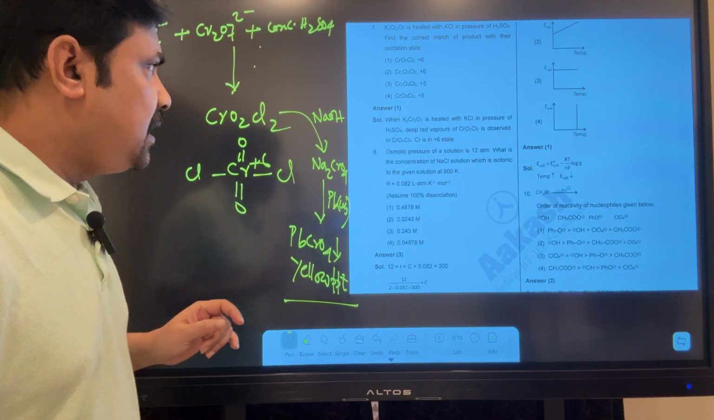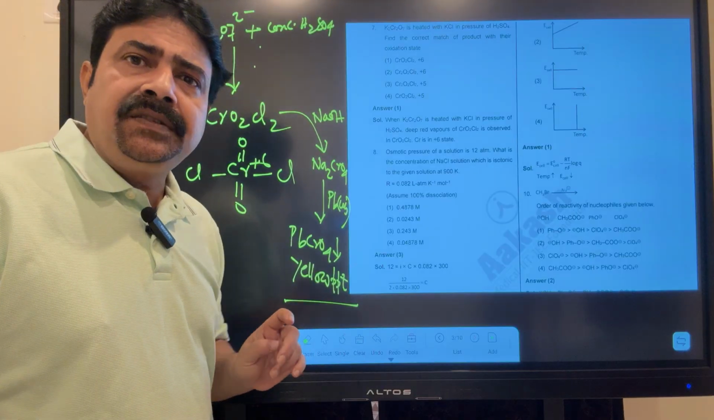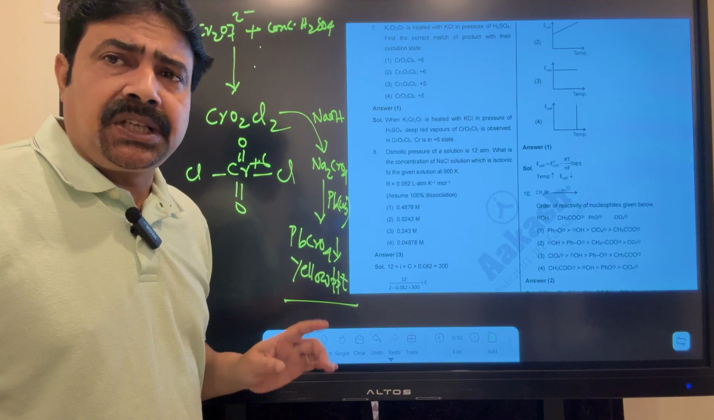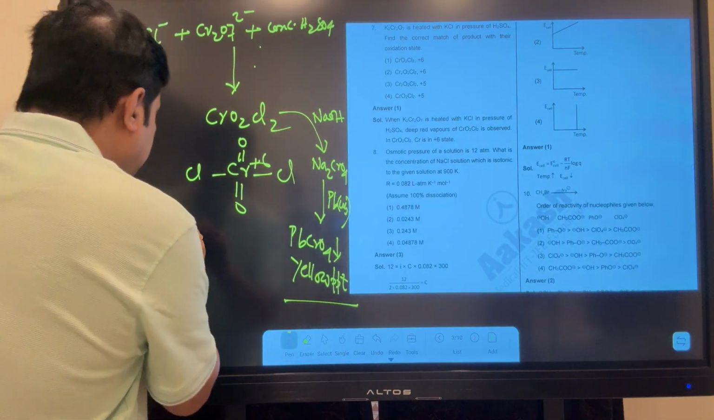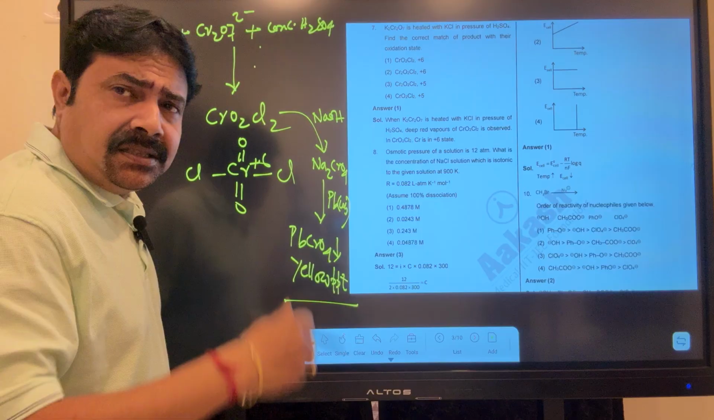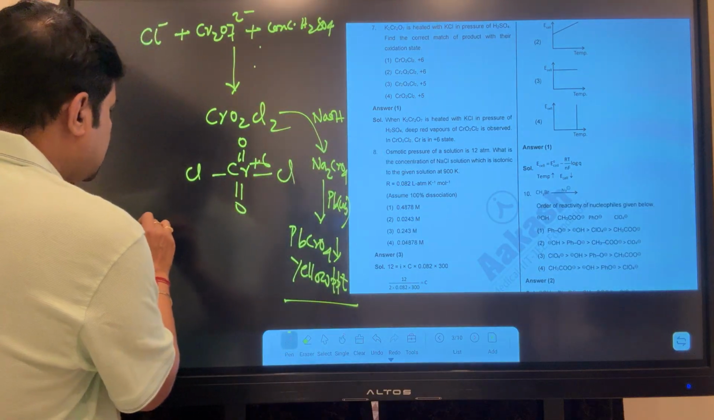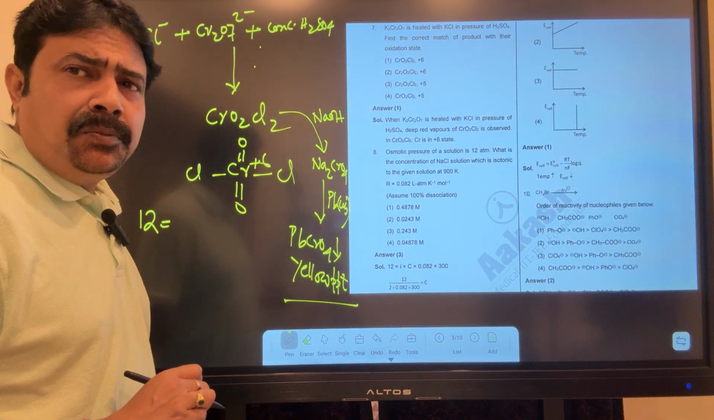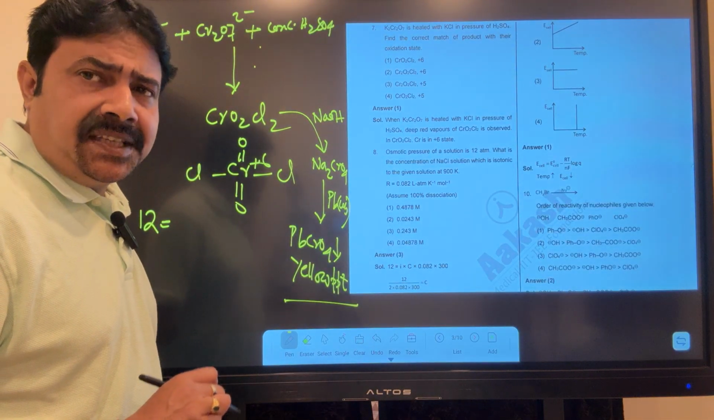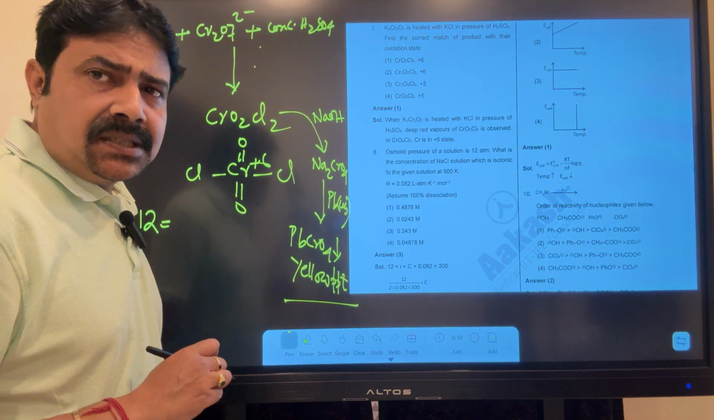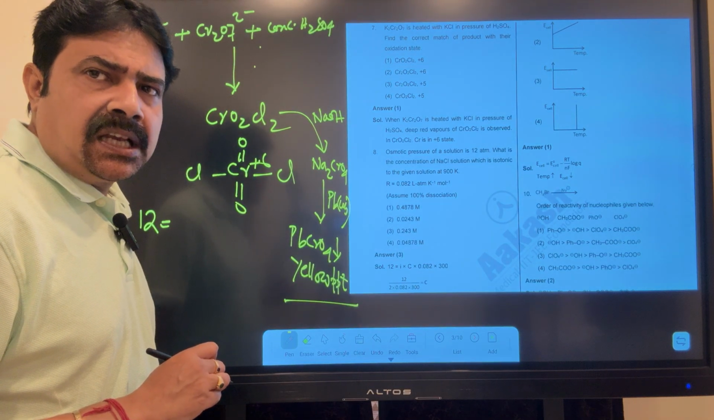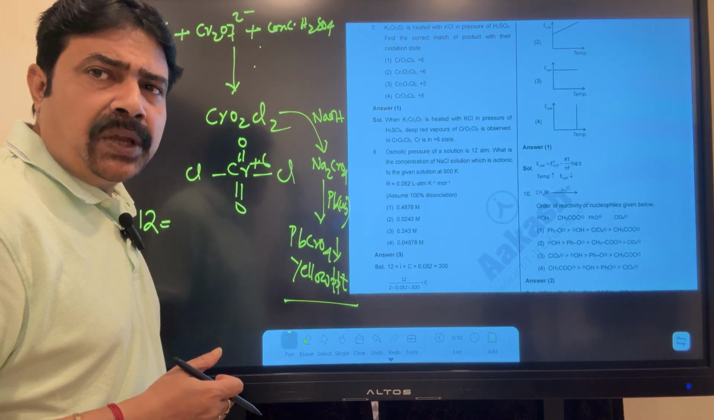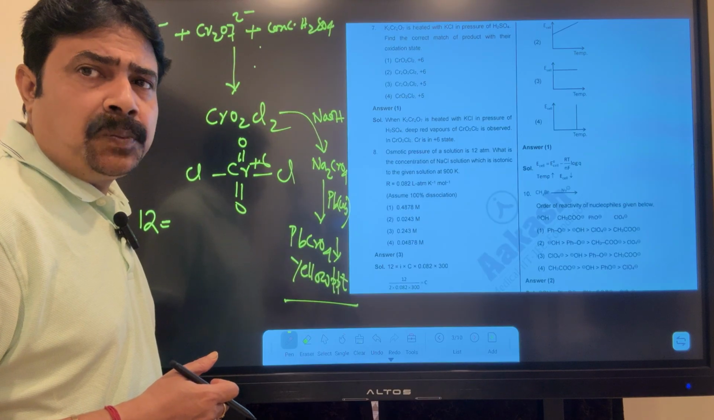So the osmotic pressure of the solution is 12 atmosphere, and it is isotonic with the NaCl solution. Isotonic means their osmotic pressure will be the same. Osmotic pressure pi equals CRTi. C is the concentration, R is the universal gas constant, T is the temperature in Kelvin scale, and i is the Van 't Hoff factor. For a strong electrolyte, i equals n, the number of ions produced by one molecule.